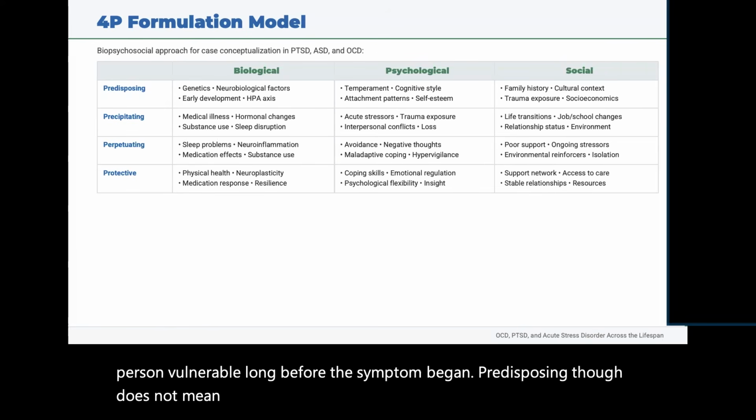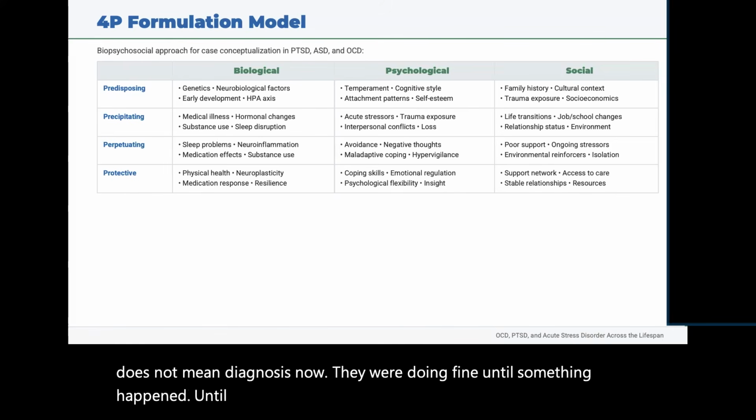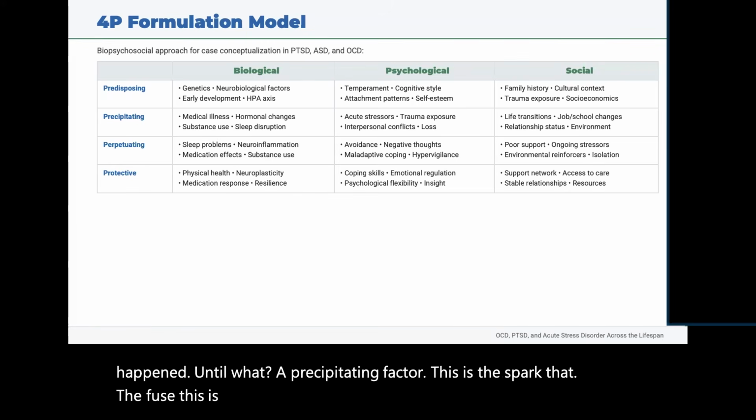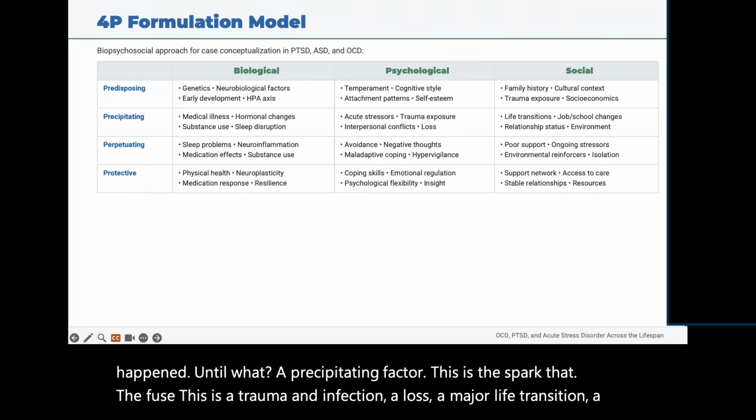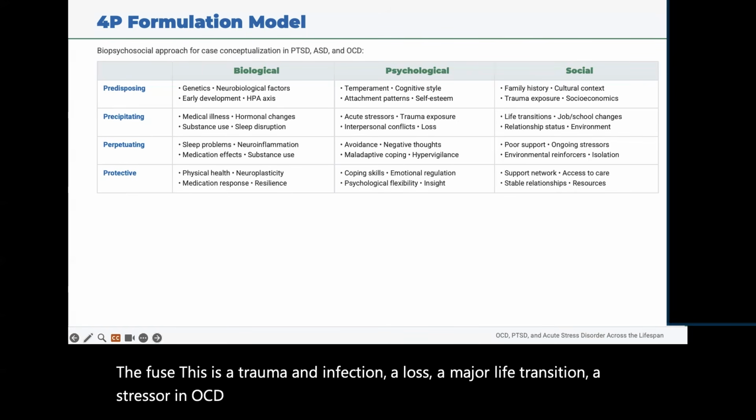Now, they were doing fine until something happened. Until what? A precipitating factor. This is the spark that lit the fuse. This is a trauma, an infection, a loss, a major life transition, a stressor. In OCD, this actually could be an infection or a sudden fear of contamination.